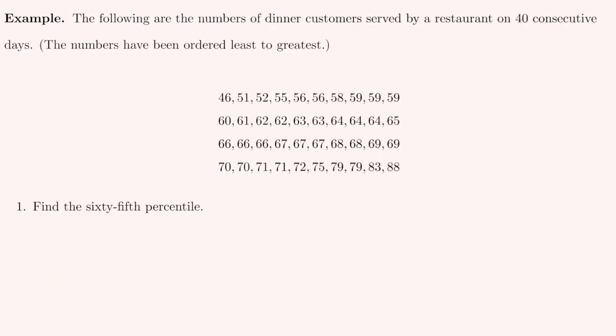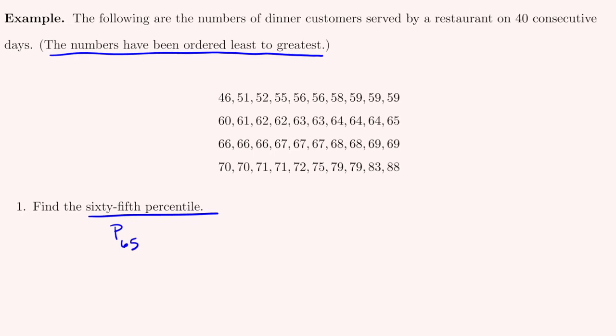Now we can apply this understanding of percentiles to actual data sets. So in this example, we have the numbers of diner customers served by a restaurant on 40 consecutive days. And we have been told that this list has already been reordered in least to greatest, so we don't have to worry about that here. We're asked to find the 65th percentile. So if we were to write that in our particular notation, we know that's the 65th percentile. And that would be what value is higher than 65% of the other data points.